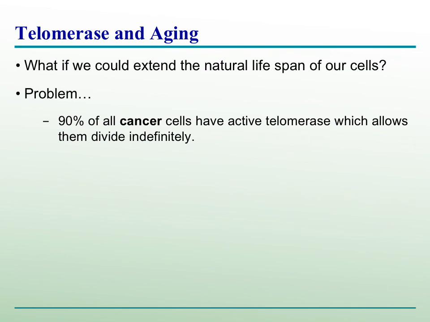We know that about 90% of all cancer cells have active telomerase, which allows them to live and divide indefinitely. So if we expressed a telomerase in all of our cells, it's possible that they would continue to proliferate and become cancerous. Although telomerase itself alone wouldn't lead to cancerous growth, it would help any defective cells to be able to continue to proliferate.